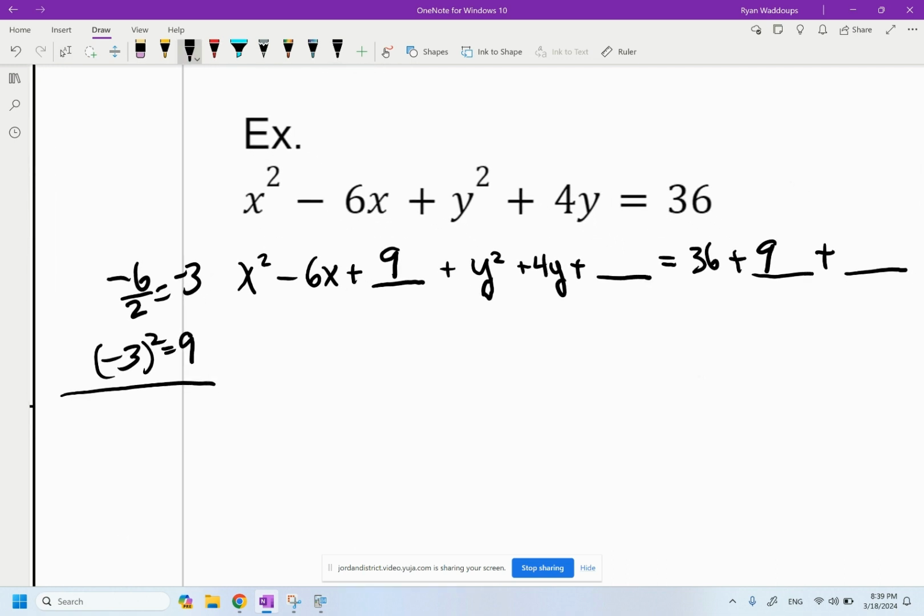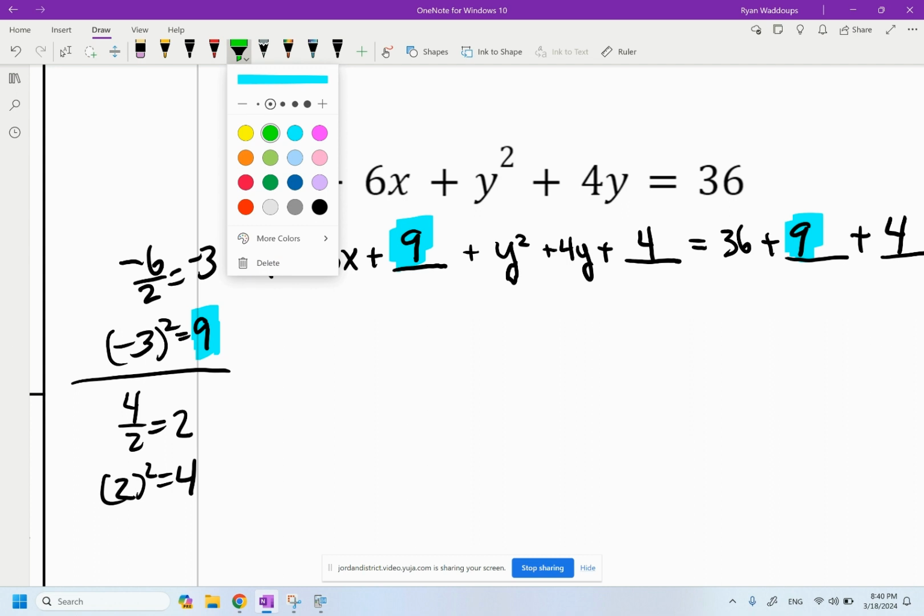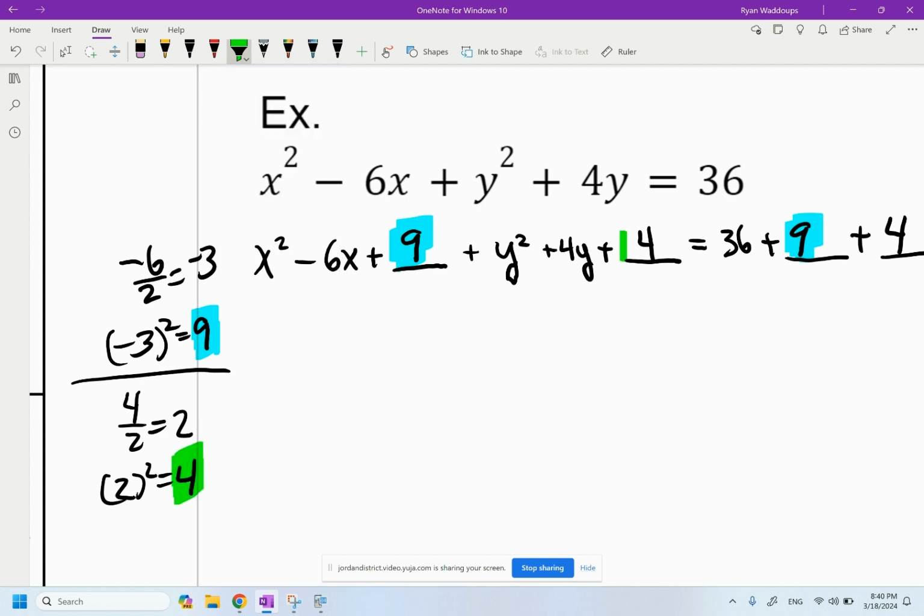And then along the same lines, I'm going to go over here with the 4y. I'm going to take 4 and divide it by 2, which gives me 2. And then I'm going to take that 2 and square it and that gives me 4. So that's 4 that I'm going to add here and also over here. At this point, I used the 9 here and also here, and I used this 4 here, but then I also added it to the other side.